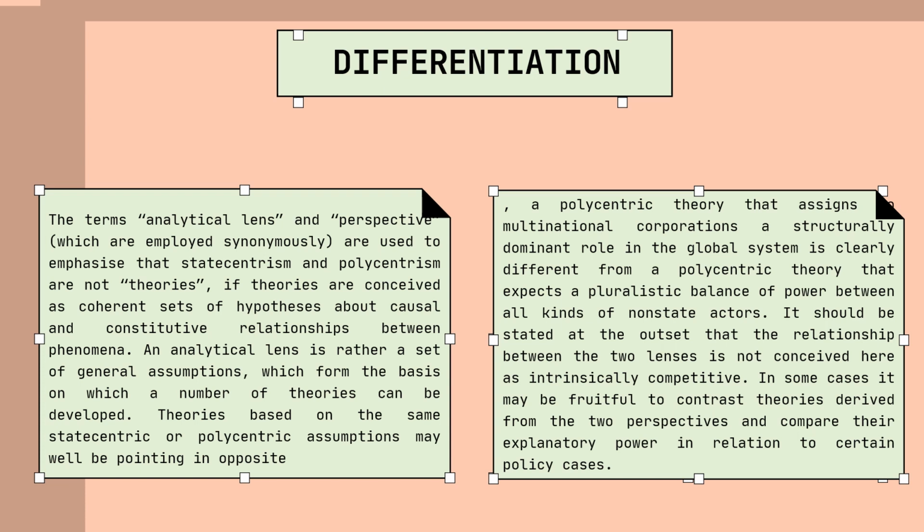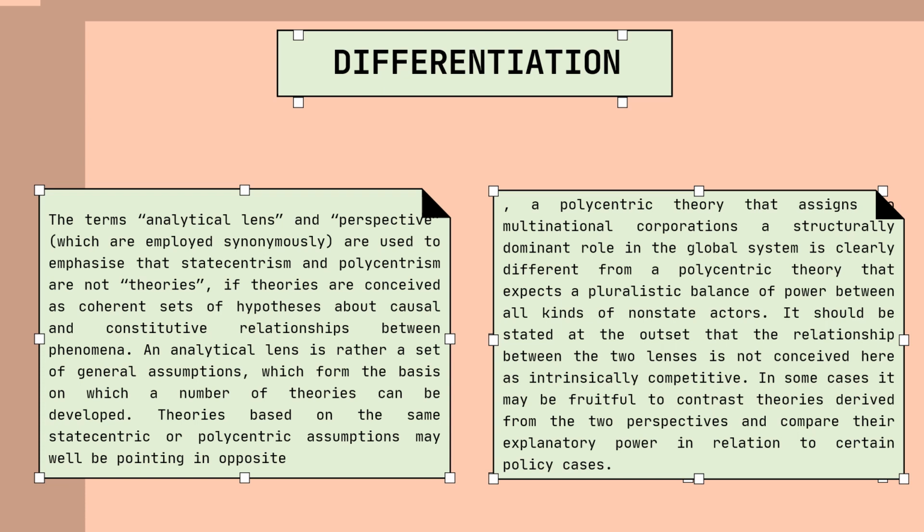If theories are conceived as coherent sets of hypotheses about causal and constitutive relationships between phenomena, an analytical lens is rather a set of general assumptions which form the basis on which a number of theories can be developed. Theories based on the same state-centric or polycentric assumption may well be pointing in opposite directions. A polycentric theory that assigns multinational corporations a structural dominant role in the global system is clearly different from a polycentric theory that expects a pluralistic balance of power between all kinds of non-state actors.